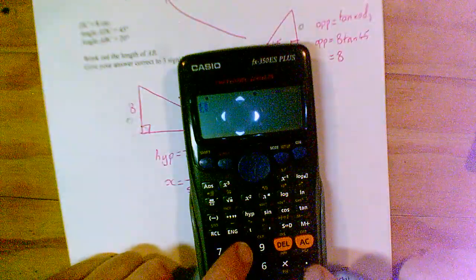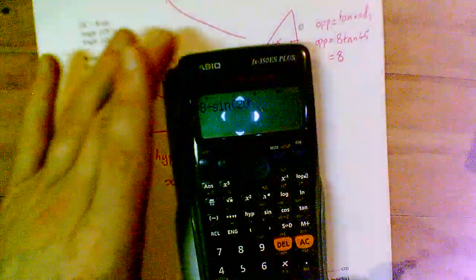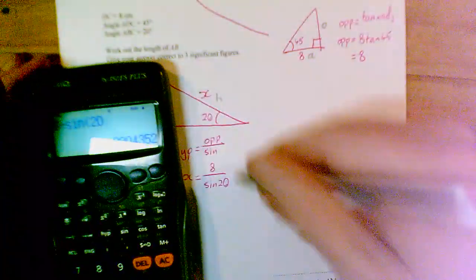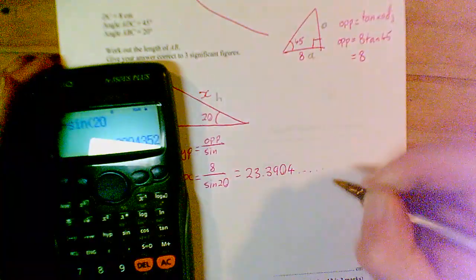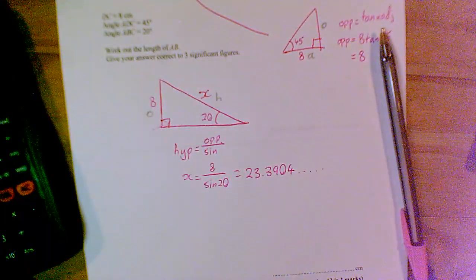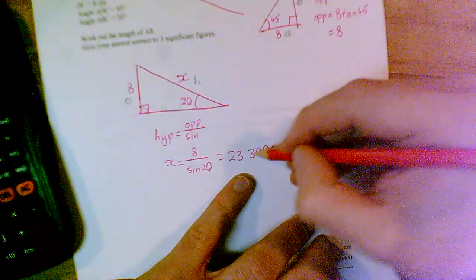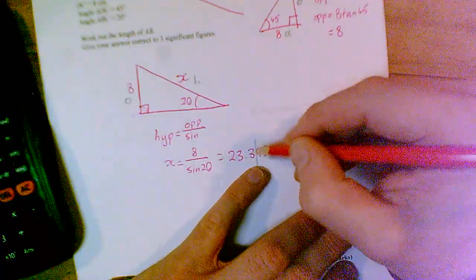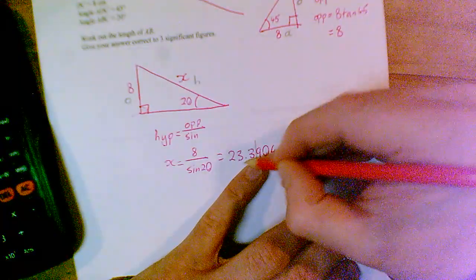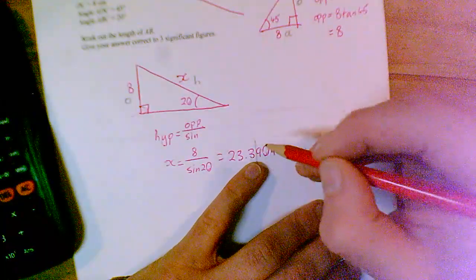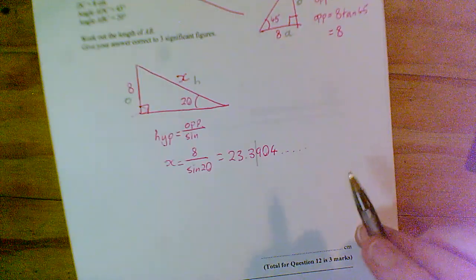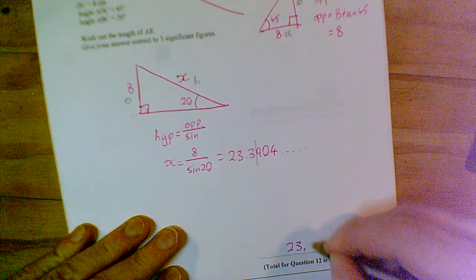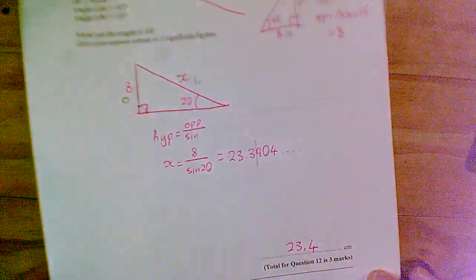I'm going to type this in actually because of the significant figures bit. 8 divided by sine 20. Yeah, I'm in degrees. Gives me 23.3904, and so on. I need it to 3 significant figures. For 3 significant figures, I always think draw a line after the third significant figure, and then decide, is that going to stay as 23.3 or does it go up? They're the only options. It's going to have to go up, to 23.4.